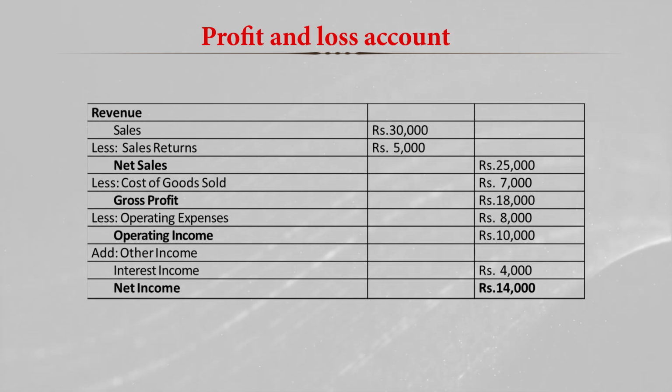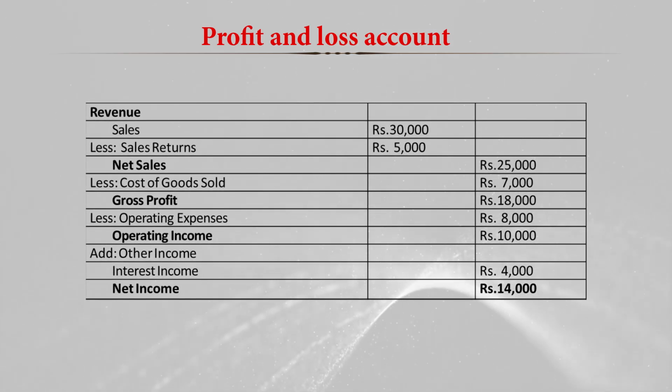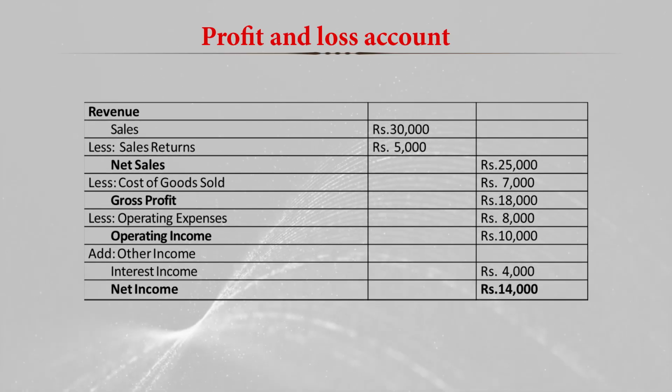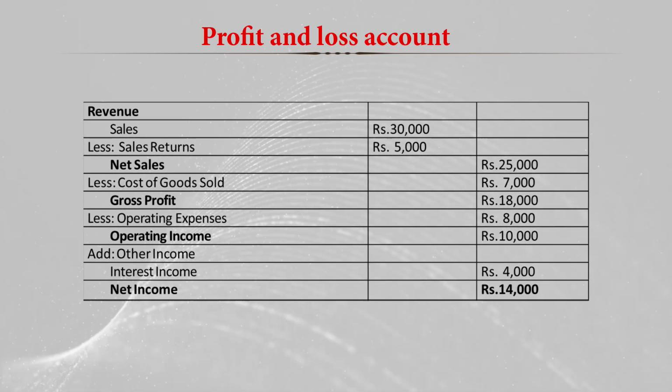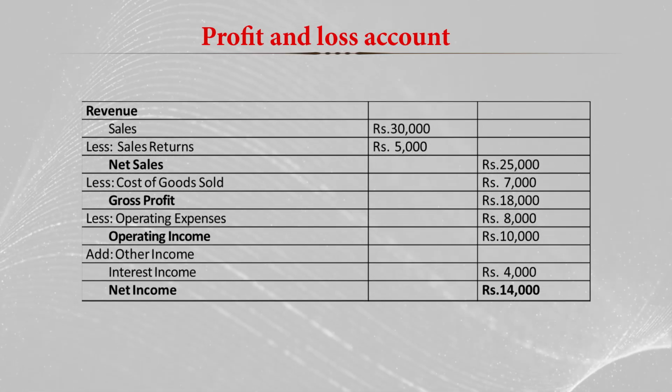and then we have to add here the other incomes. Like we have received the interest income of 4,000, so net income or the profit of the firm is 14,000. So in this way we can prepare the profit and loss account or the income statement. Now we'll move to the cash flow statement.